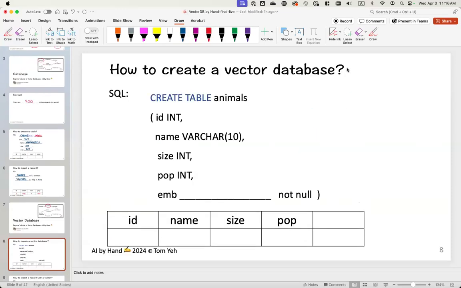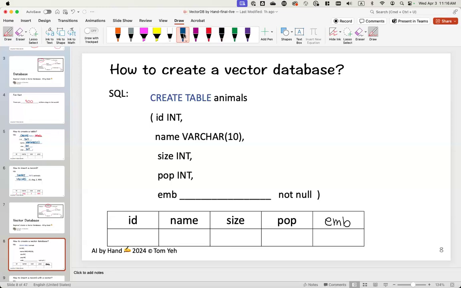So how do we create a vector database? You see the similar syntax. It's the same syntax that we just went through previously. If we create a table animals with ID, name, size, and population, what I'd like to add is this new column called embedding. You could call it a different name, but for the purpose of this lecture, I just call it embedding, EMB.